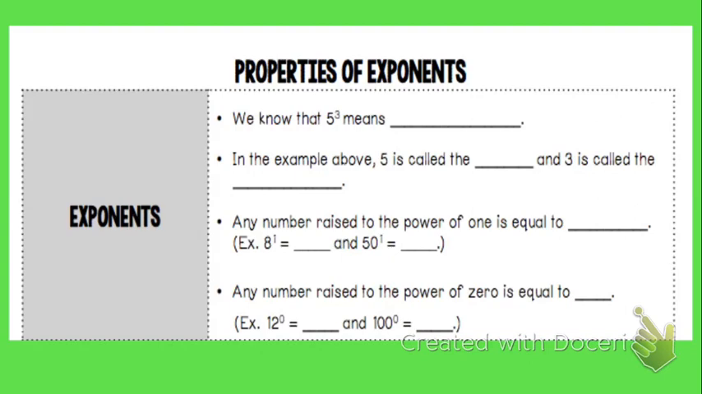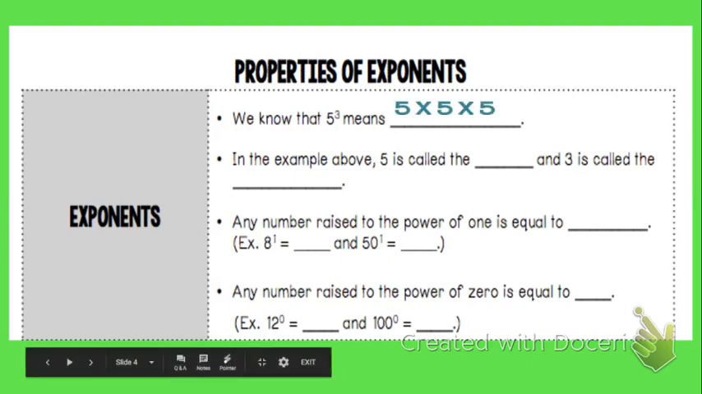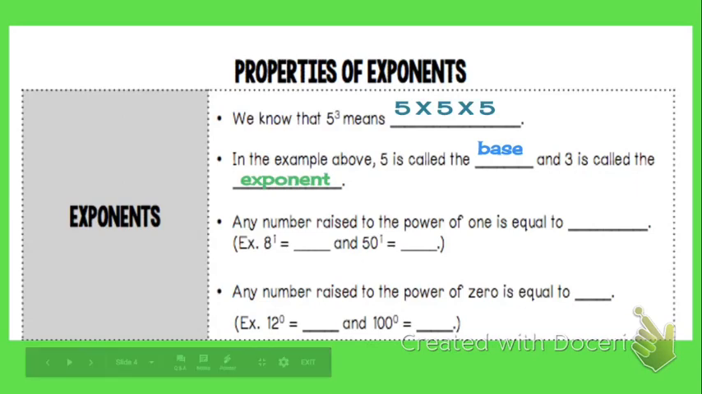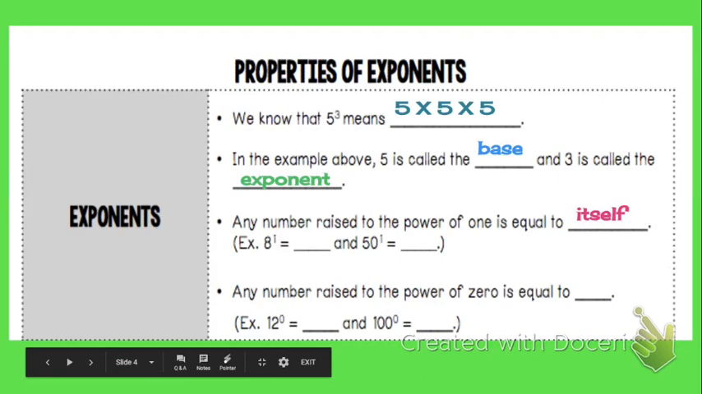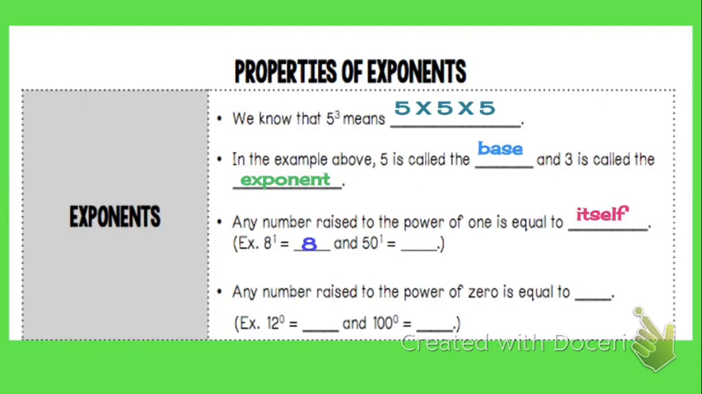Properties of exponents. So we know that 5 cubed means 5 times 5 times 5. In the example above, 5 is called the base, and 3 is called the exponent. Any number raised to the power of 1 is equal to itself. For example, 8 to the first power is 8. 50 to the first power is 50.